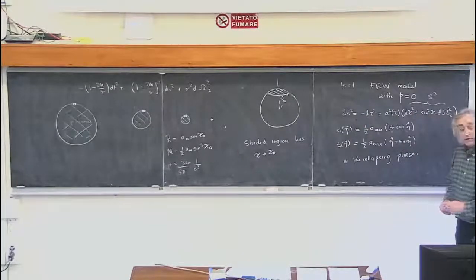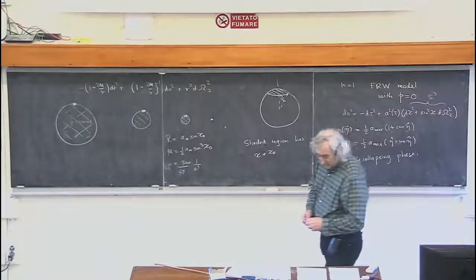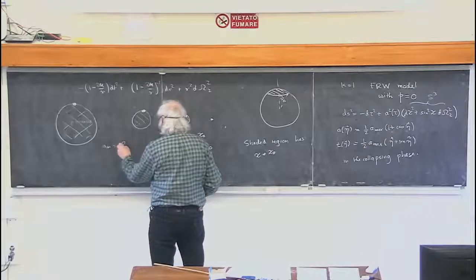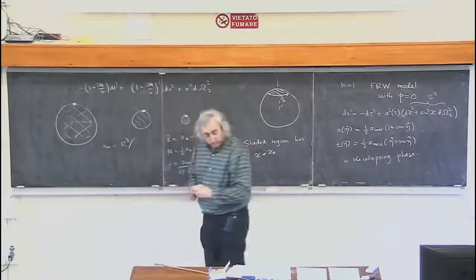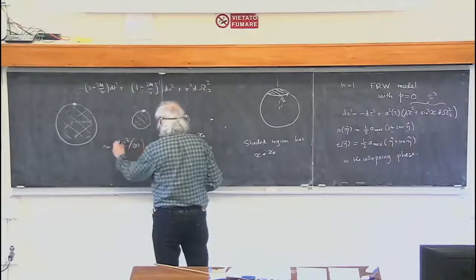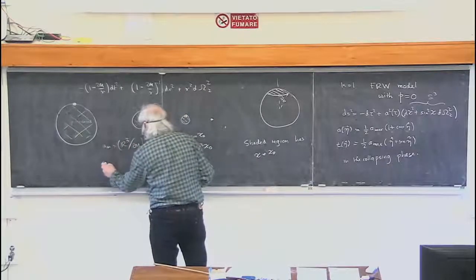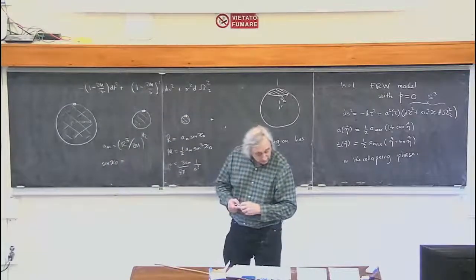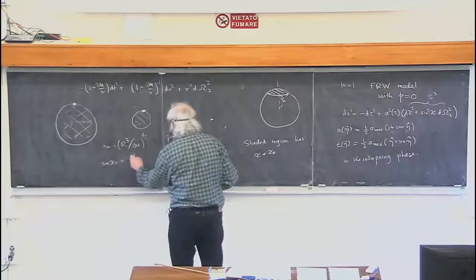You can rewrite that in a slightly different way. A_m, if you want to rewrite it, is equal to R cubed over 2m to the half, and sine chi 0 is equal to 2m over R to the 1/2.